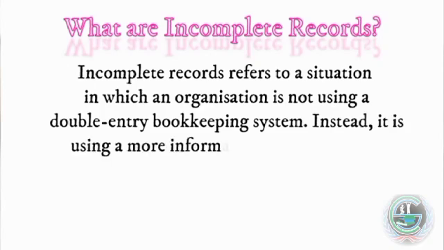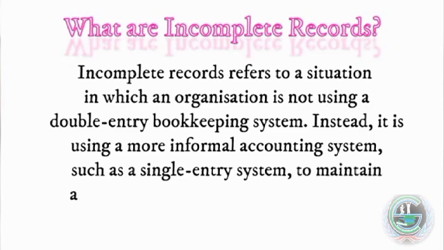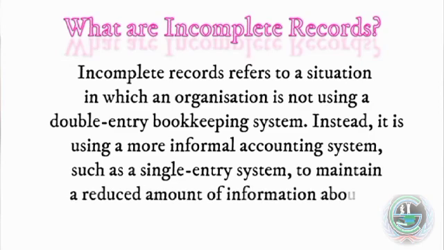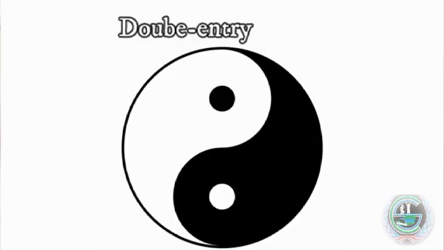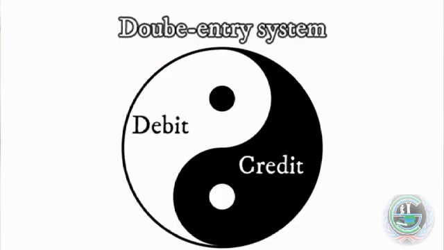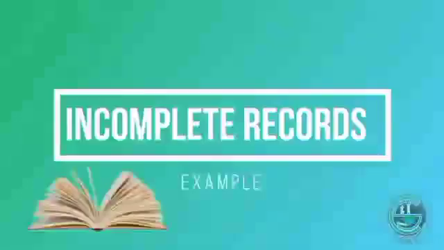Instead, it is using a more informal accounting system, such as a single-entry system, to maintain a reduced amount of information about its financials. In other words, the best way I can explain the difference between the two is a double-entry system means that every debit has a credit, and a single-entry system means that each transaction has only one entry. Alright, let's begin with our example.